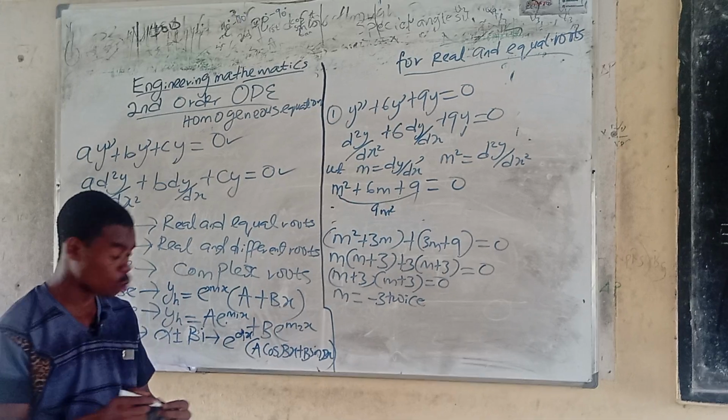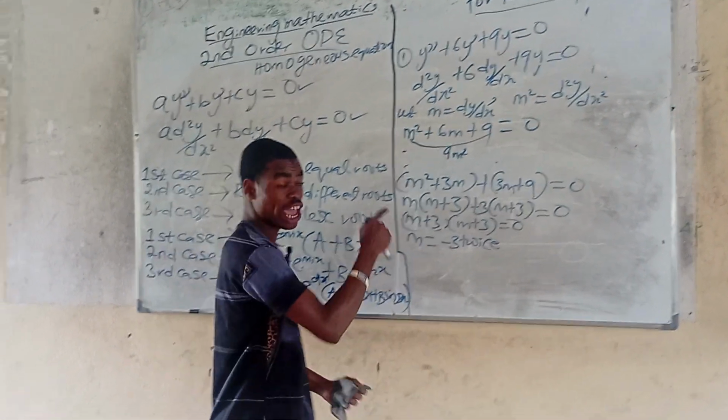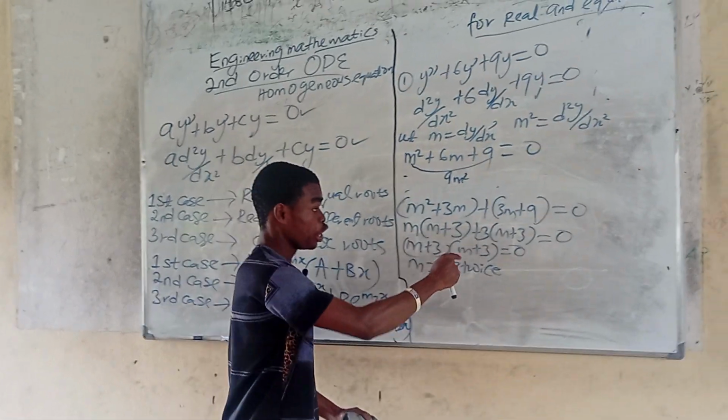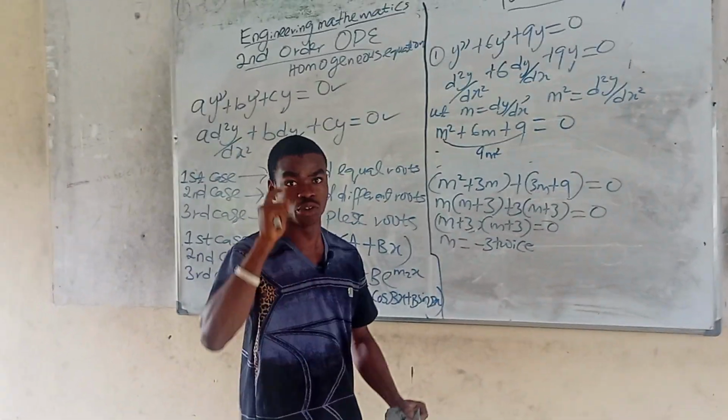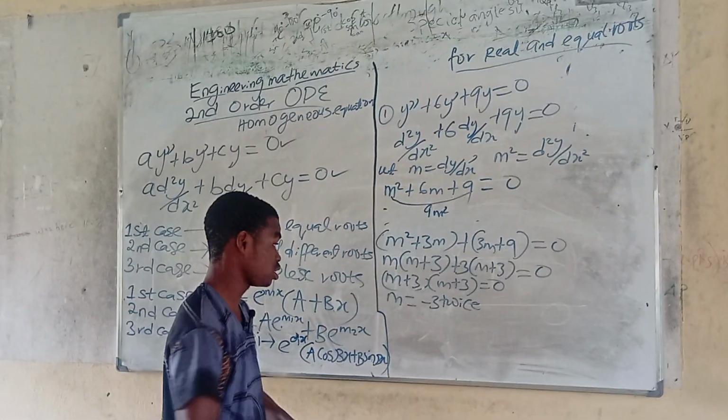You see, both of them have equal roots. That's minus 3 twice. If you equate m plus 3 equals 0, your m will be equal to minus 3. If you equate the other one, you still get minus 3. So that's why they are called equal roots. That's minus 3 twice, right?